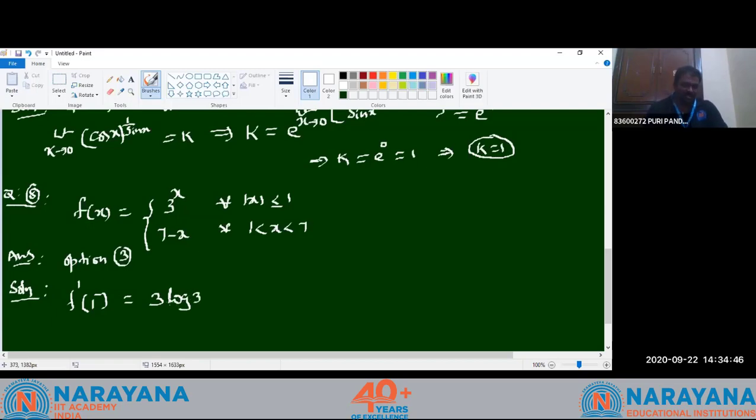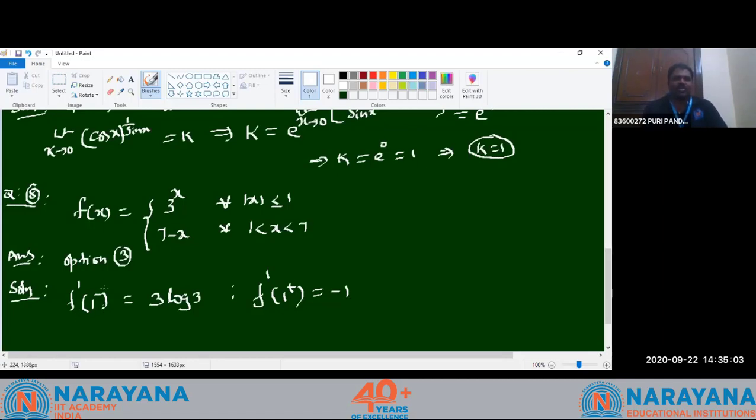3 log 3 we got here. That is the left hand derivative at x equal to 1. Next, I am taking the right hand derivative at x equal to 1. That means f dash of 1 plus. Derivative of 7 is 0. Derivative of minus x is nothing but minus 1.